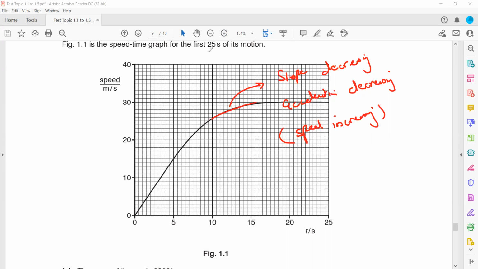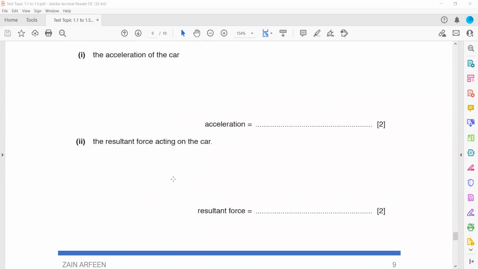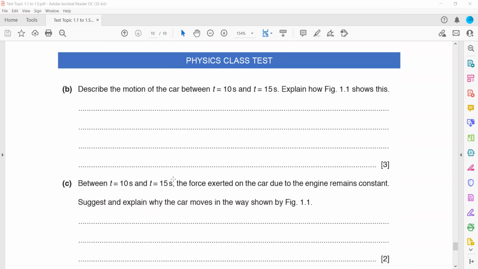You can see when it is at the 10-second mark, the speed is about 26. And when it is at the 15-second mark, speed is about 29.5. So speed is increasing, but the acceleration, the change in the speed, is decreasing. But you don't say deceleration, because deceleration is a term which can only be used for decreasing speed.